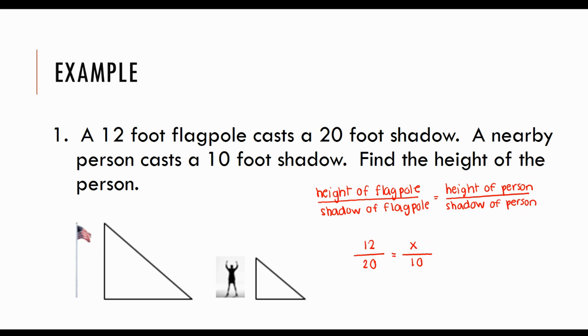Then I'm going to cross multiply, or if you want, we could simplify down the 12 and the 20. 12 and 20 are both reduced down by 4. So that would be 3 over 5 equal to X over 10. And then I can cross multiply. So I would have X times 5 equal to 3 times 10, which is 30.